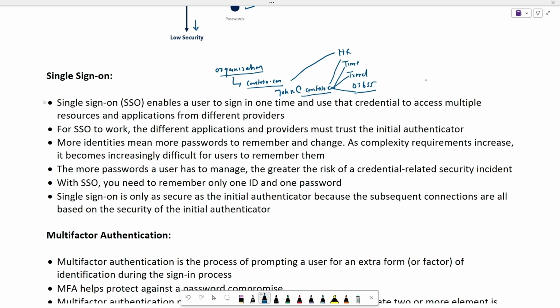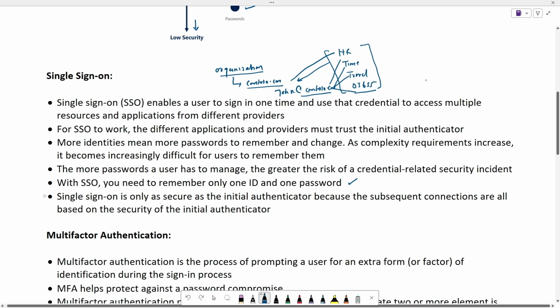He requires only John at contoso.com, and he can access all these applications. For SSO to work, the different applications and providers must trust the initial authenticator. So these are the application providers, and they have to trust the initial authenticator. Only if these applications trust contoso.com will the employees be able to access all of them. Single sign-on is very useful. There is no need to manage multiple credentials. With single sign-on, you remember only one user ID and password, and you can access multiple applications.